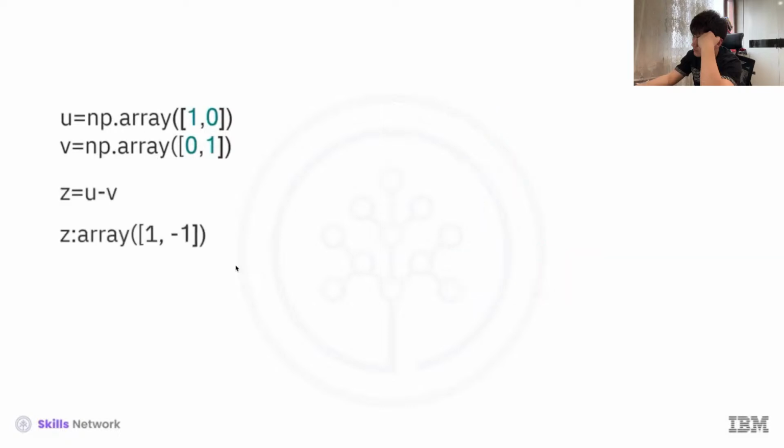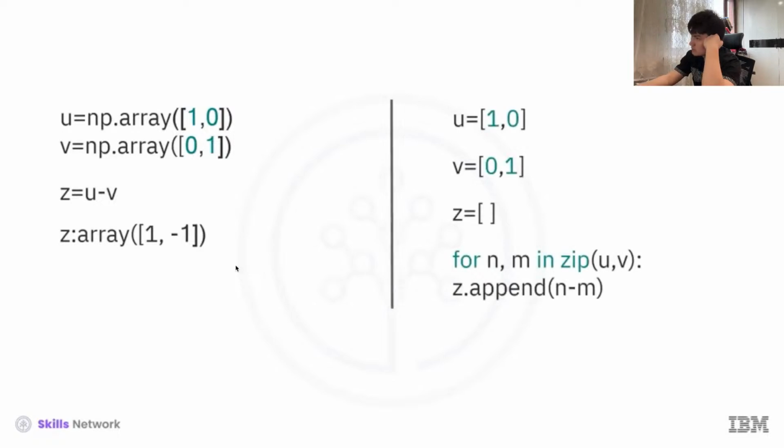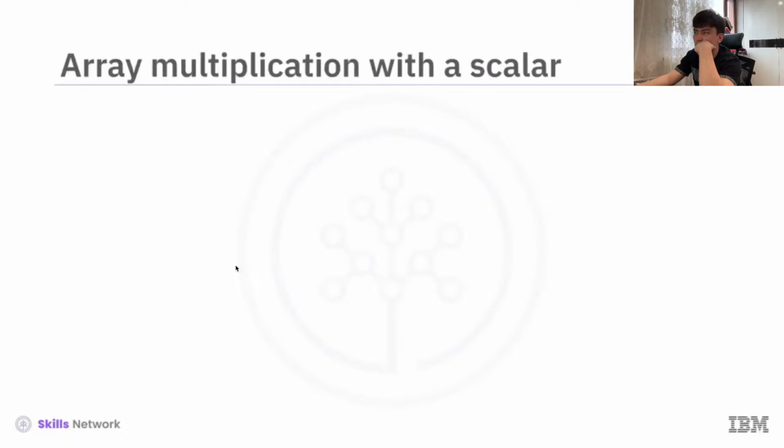We can also perform vector subtraction by changing the addition sign to a subtraction sign. It would require multiple lines to perform vector subtraction on two lists, as shown on the right side of the screen. Vector multiplication with a scalar is another commonly performed operation.